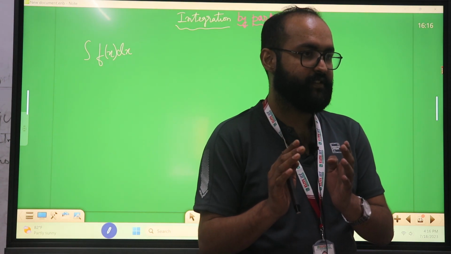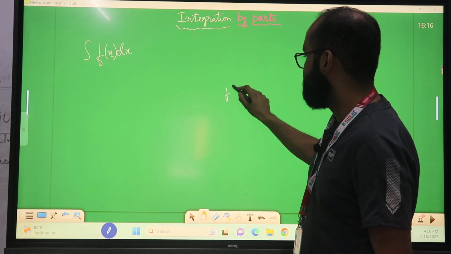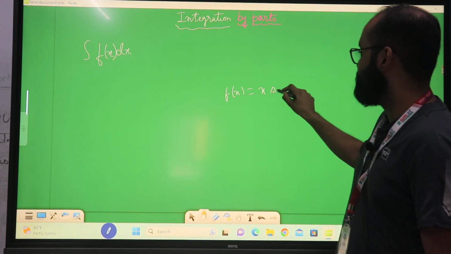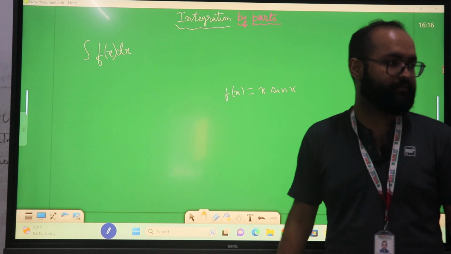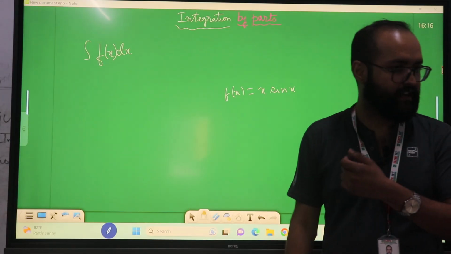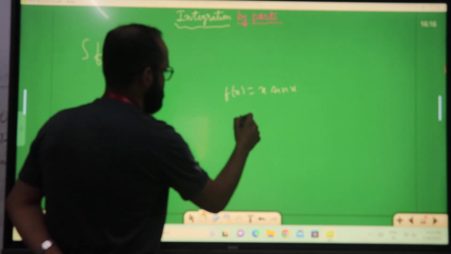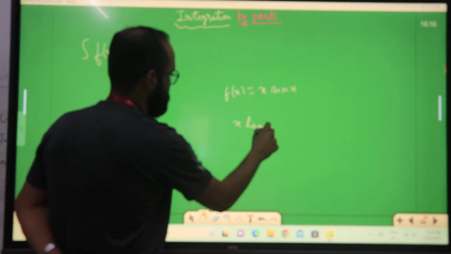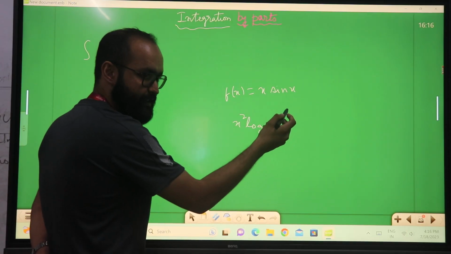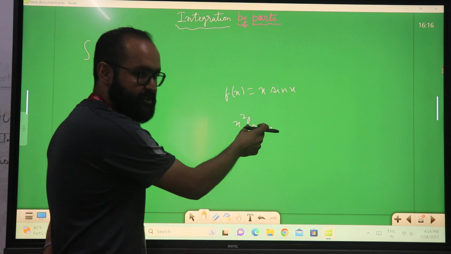So suppose our function of x, which is the integrand, can be written as multiplication of two composite functions. Say your integrand f(x) may look like x into sin x. One function is x, another is sin x. Or it can look like, say, x into log x or x square into log x, anything like that. Multiplication of two functions, isn't it?